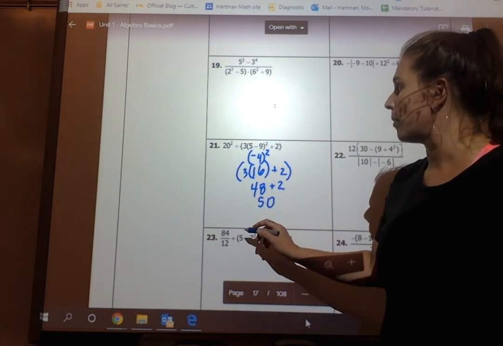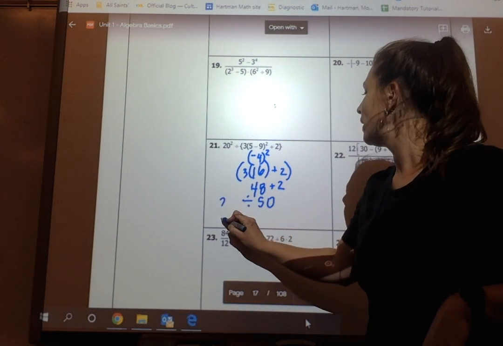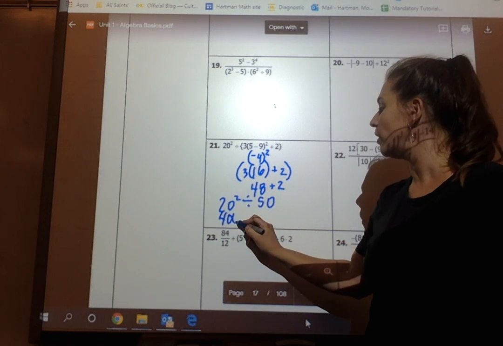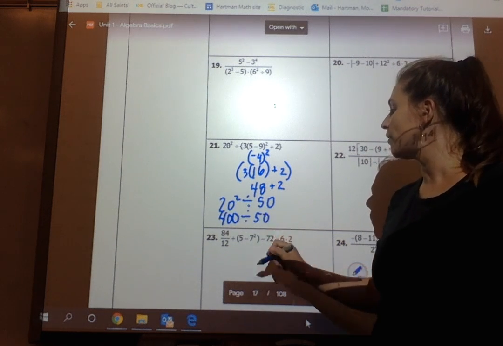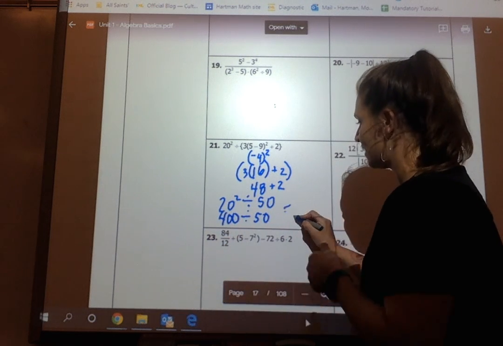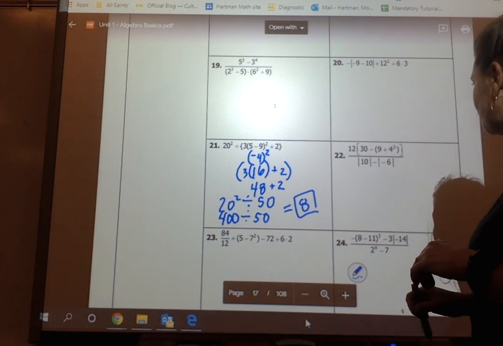But I'm not done with the problem, because now it says 20 squared divided by 50. 20 squared is 400. 400 divided by 50, you can knock off your zeros, and 40 divided by 5 is 8. So 8 would be my final answer for number 21.